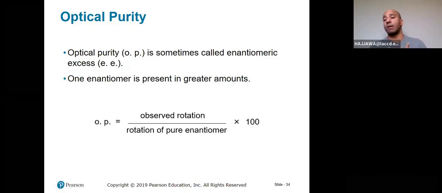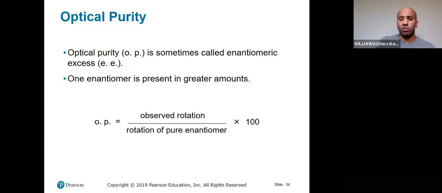So whether I say optical purity or enantiomeric excess is the same thing. This equation is important for you to remember. It will not be given to you in the exam handout. So the specific rotation equation and the optical purity or enantiomeric excess calculations, you need to keep that in mind.